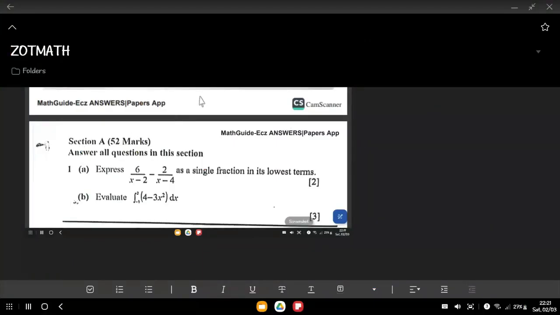Let's see what we can do in something like an hour or so. This question says express this expression, which is here, 6 over x minus 2, then minus 2 over x minus 4. So that is the question. Now they want us to express that as what? They want us to express it as a single fraction in its lowest terms.